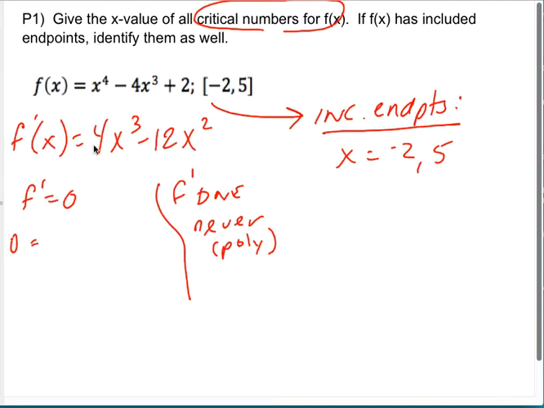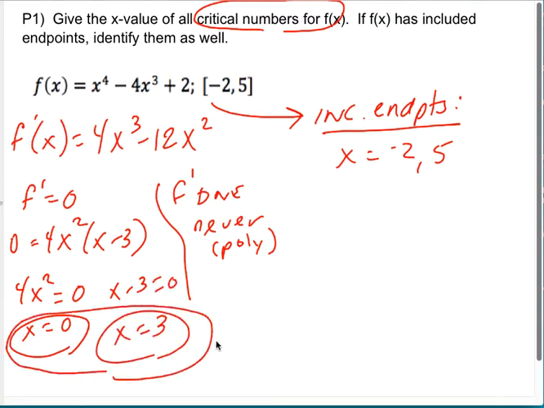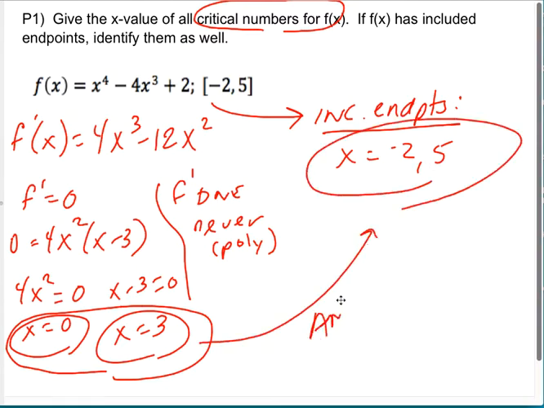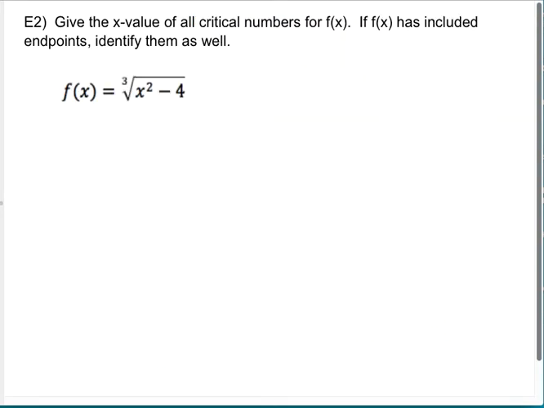This is going to be, if I set this equal to 0, I'll yank out a 4x squared and be left with an x minus 3. So either 4x squared is 0, which is going to give me x is 0, or x minus 3 is 0, which is going to give me x is 3. Both of those fall in this window of the included endpoints. So those are my 4 answers. Critical numbers have to fall in the endpoints that you're given, but you'll notice in the last one too that both of these fell in this window from -10 to 0.